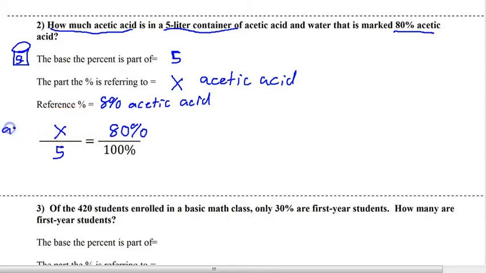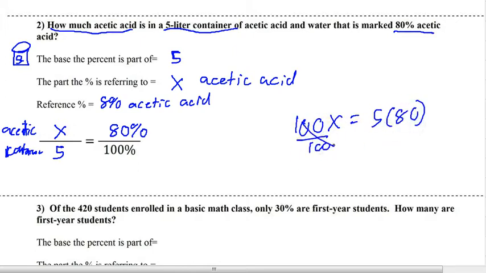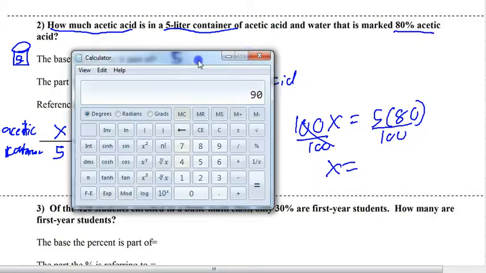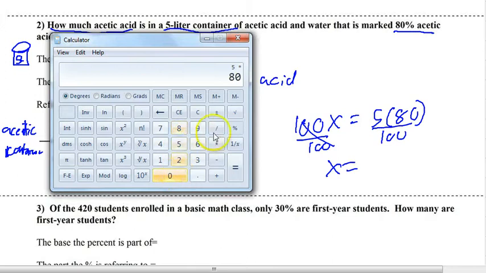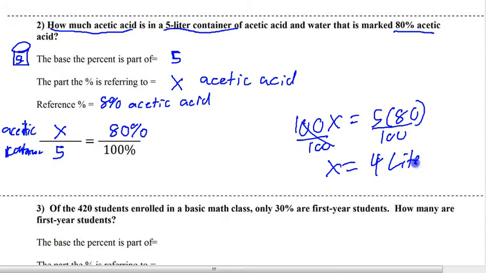So up here we have acetic acid. And then down here we have the container. The container is 100%. It's also 5 liters. The acetic acid is 80%, and it's something we don't know. And now we can cross multiply. So 100x equals 5 times 80. And then divide. Plug it in your calculator. 5 times 80 divided by 100. 4. It's 4 liters. Because it's 5 liters, the part's also going to be liters as well. And that's it. Let's try another.